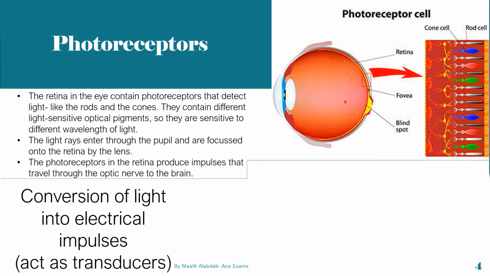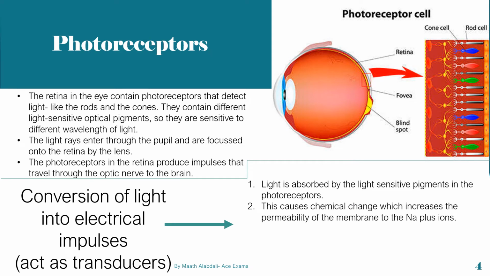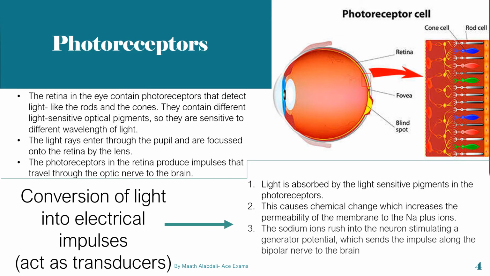So when a light impulse is converted to an electrical impulse, it is transduced. Then what happens is that light is absorbed by the light-sensitive pigment in the photoreceptors. After that, it causes a chemical change which increases the permeability of the membrane to sodium ions, and then the sodium ions rush into the neuron. This stimulates a generator potential, which triggers an action potential and sends the impulse along the bipolar nerve to the brain. So that's basically what happens in the photoreceptor.